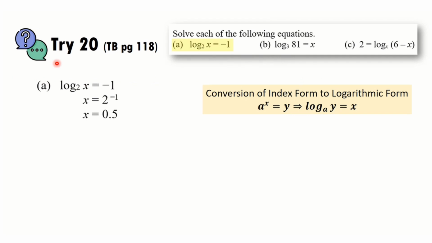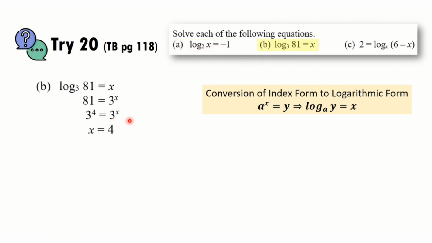Let us first take a look at Try 20 in your textbook, page 118. We will be solving each of the following equations, and we will first look at log x base 2 equals negative 1. To solve this question, we will convert this logarithmic form into its index form by using the concept that we have learned in the previous lesson. So, we will have x equals 2 to the power of negative 1. 2 to the power of negative 1 is none other than 0.5, so the answer will be 0.5.